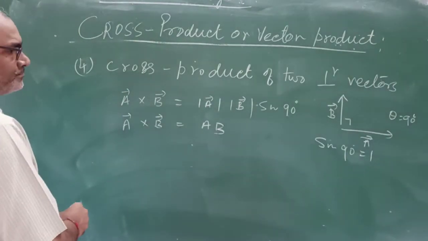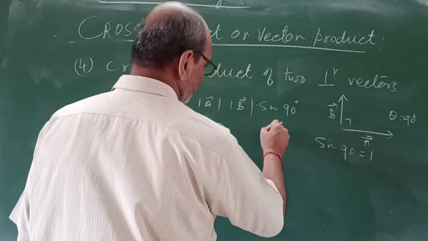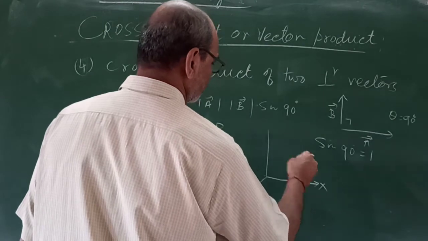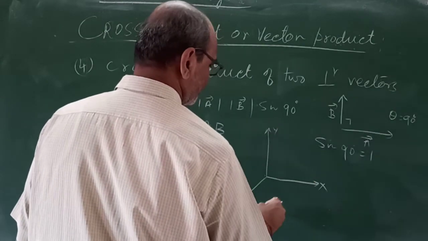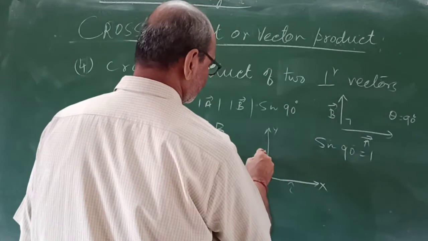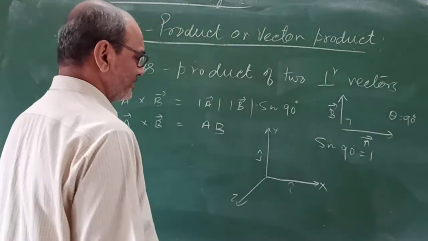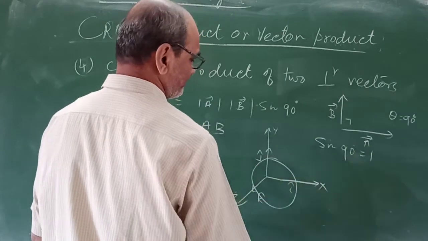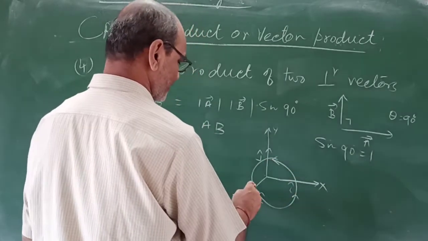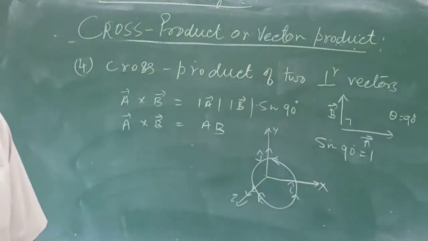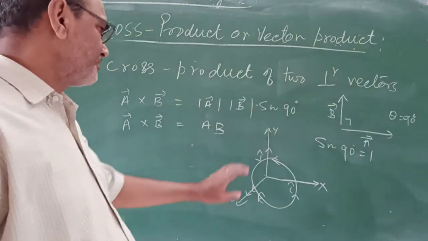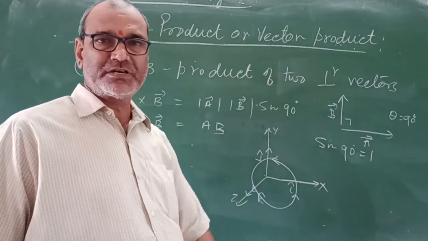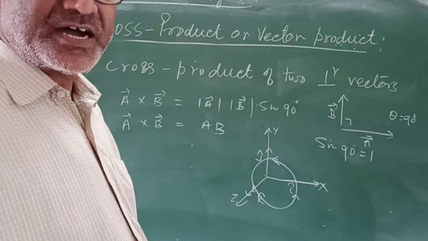In the same way, the three axes are mutually perpendicular to each other: X, Y, and Z. Along the x-axis, i cap. Along the y-axis, j cap. Along the z-axis, k cap. Cyclic rotation: X and Y are mutually perpendicular to each other, Y and Z are mutually perpendicular to each other, Z and X are mutually perpendicular to each other.